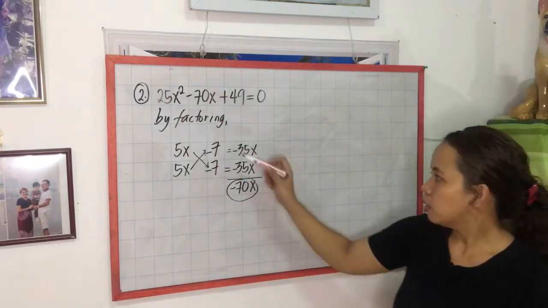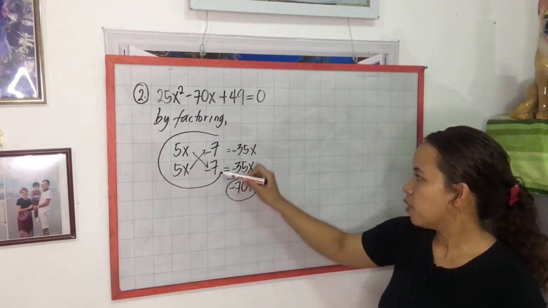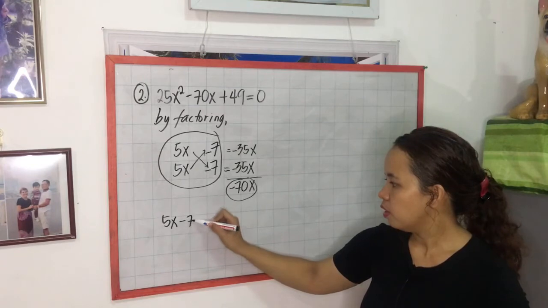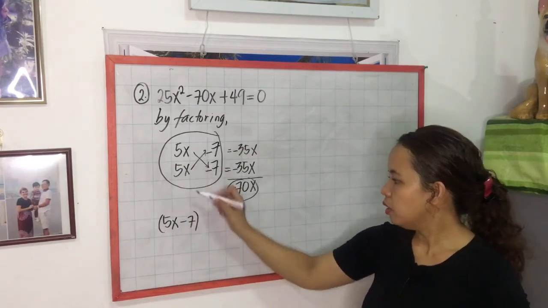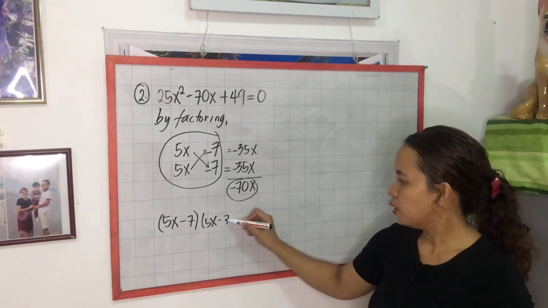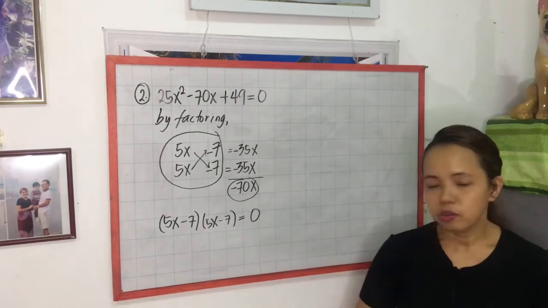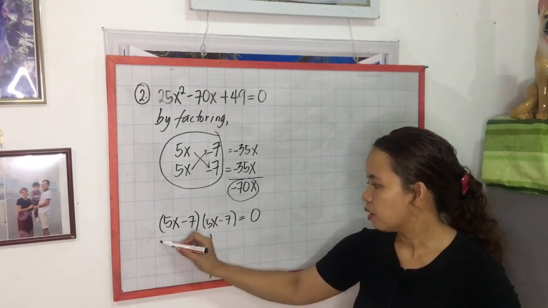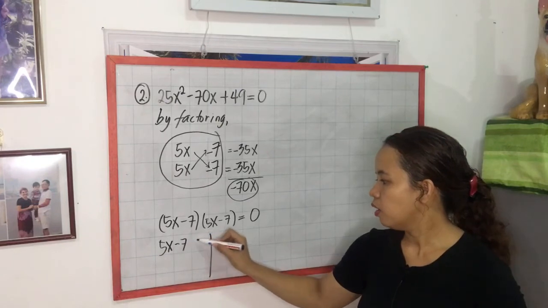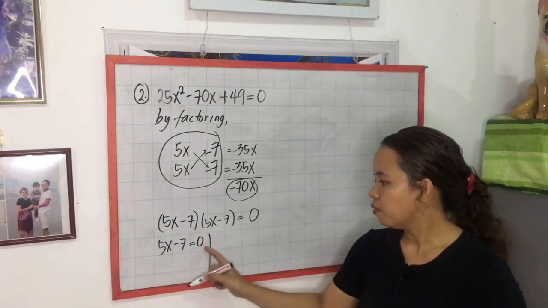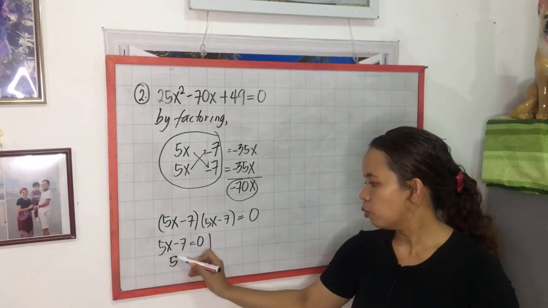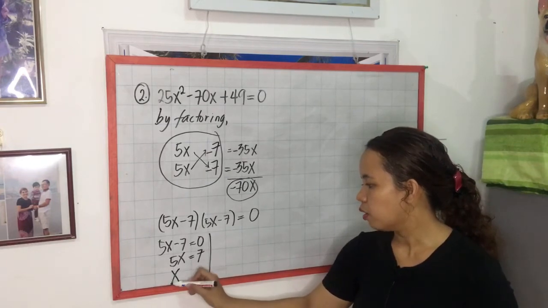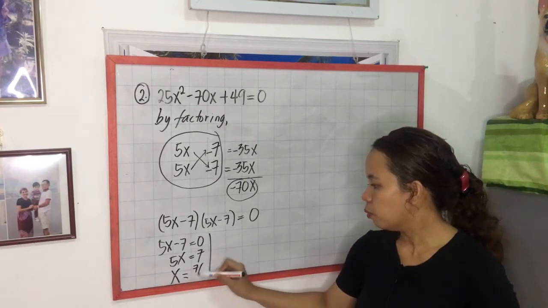So therefore, the factors of our quadratic function are this one. So we can just write down 5x minus 7 and then multiplied by this one. Okay, 5x minus 7 is equal to 0. So we can solve now for x. Okay, we can equate each of these to 0. So we can have 5x minus 7 is equal to 0. So moving 7 to the other side of the equation, it will be positive. So 7, then divided by 5. So x now is equal to 7 over 5.